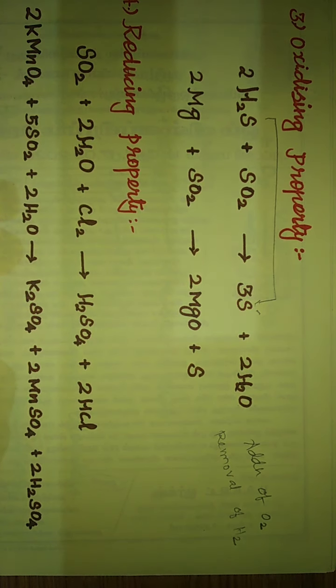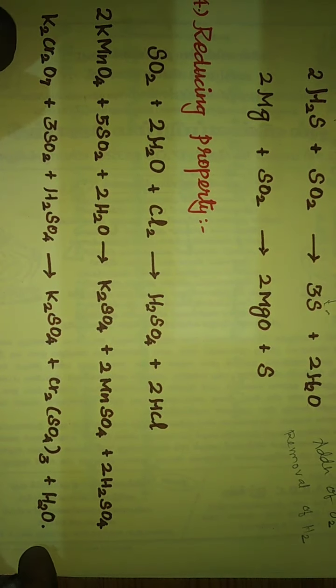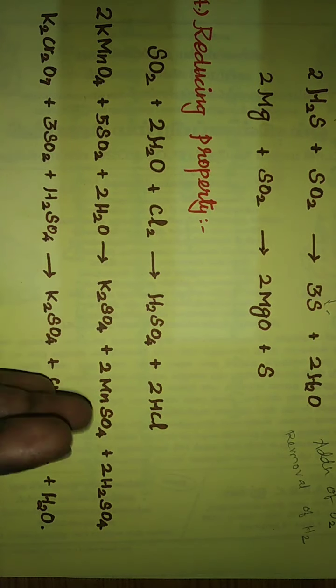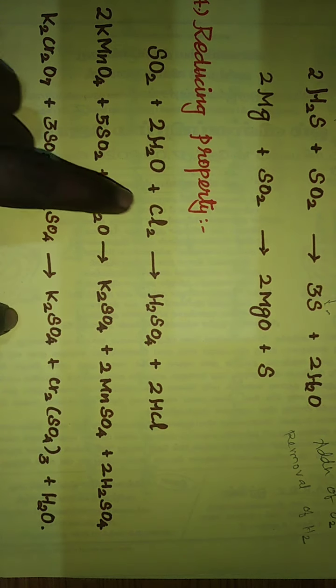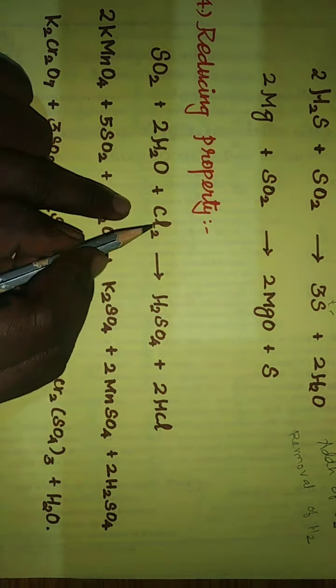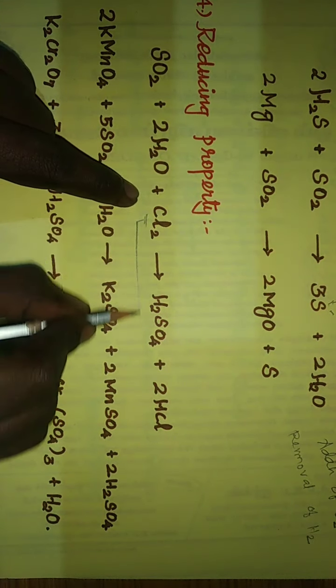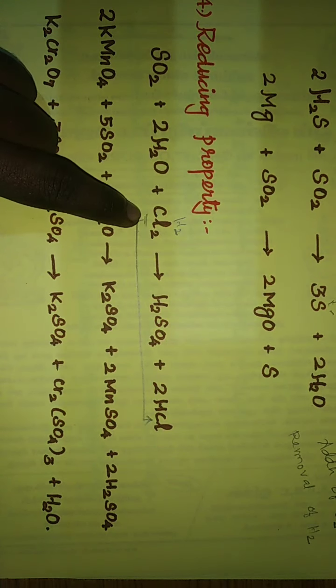Okay, the next one, reducing property of sulfur dioxide. Reduction means what? Addition of hydrogen or removal of oxygen from any species is called reduction. So first one we are going to discuss is reduction of Cl2. On the reactant side look at Cl2, but in the product side what do we have? We have HCl. So hydrogen has been added to this Cl2. So addition of hydrogen takes place.